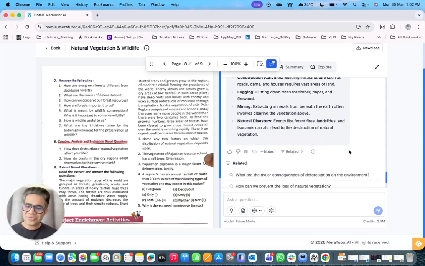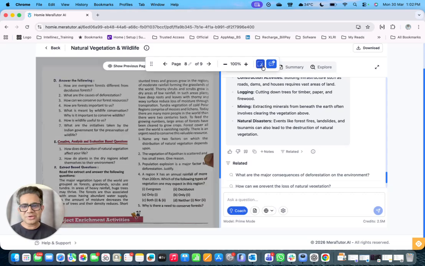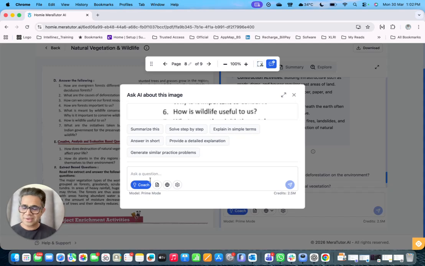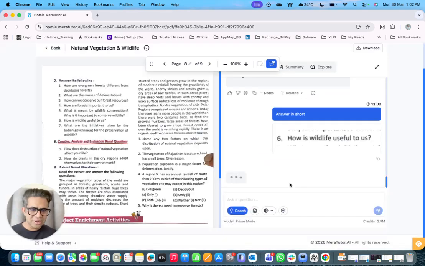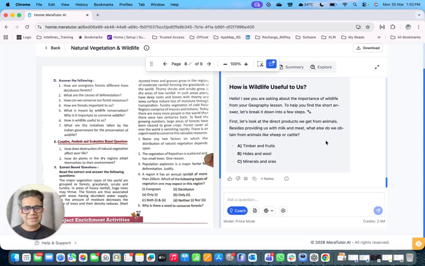So there wasn't any quiz, but the moment you turn on the coach mode and you ask it a question like, how is wildlife useful to us? For example, I turn on the coach mode, I say answer in short, and I ask the question again. I enable coach mode. Let's see again. So in here, you can see that the chatbot does not provide a direct answer. Instead, it's starting to play a quiz with us. And this is where learning completely changes. And that is the recommended approach to learn.